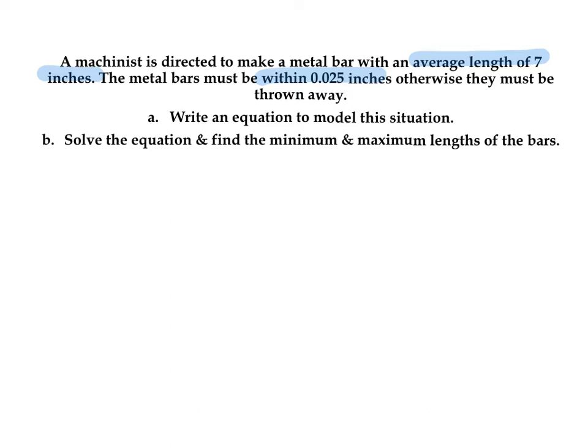We're going to start by saying the absolute value of x minus whatever we're expecting, the average amount, the mean, the length. And in this case, the average length is 7. And this will always equal the margin of error. How much wiggle room were you being given? Since this problem says the metal bars must be within 0.025 inches, that's what we're going to put on the outside. So that's part A, creating the equation.